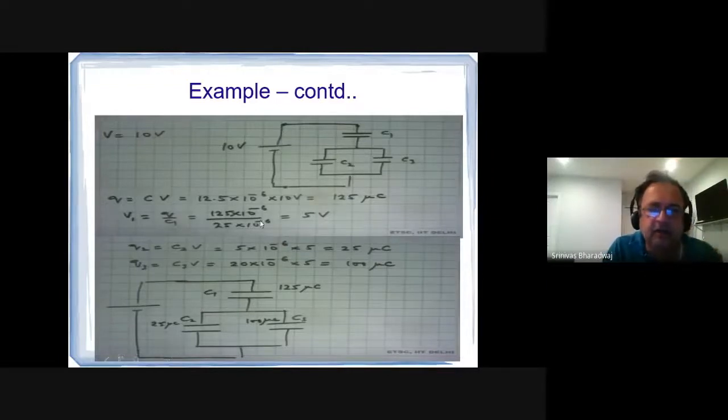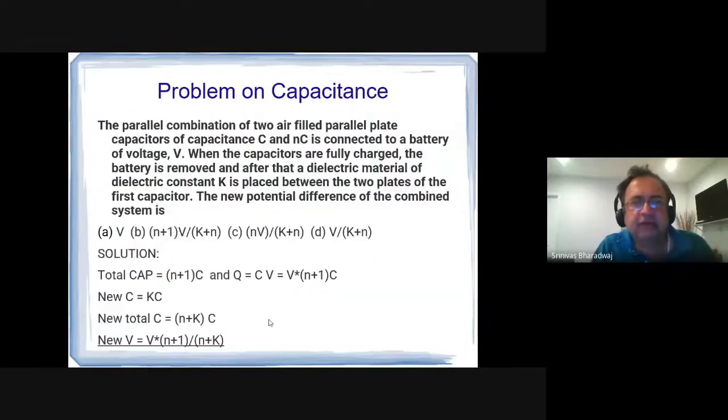Then you can evaluate both the voltage across each of the capacitors as well as the charges, right? The charge across all of them in series will be the same. The charge across C1 will equal this value, 125 microcoulombs. The charge across these two will sum to the same 125. And so that's how you can evaluate the values.